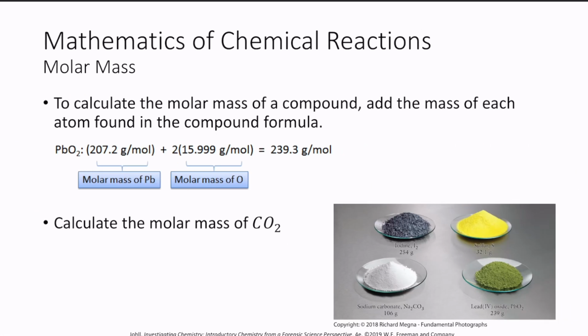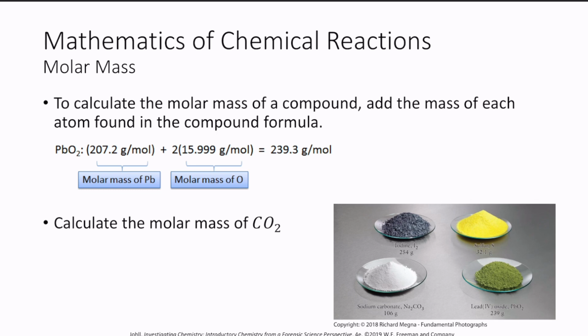So let's get some practice with calculating the molar mass of a compound. You're going to need a periodic table, so if you don't have one near you, go ahead and grab one. To calculate the molar mass of the compound, like we said, add the mass of each atom found in the compound from the periodic table. So if we look at PbO2, I have 1 lead and 2 oxygen. I'm going to look at the periodic table and find the atomic mass of lead, which is 207.2, and I'm going to put the units of grams per mole with it.